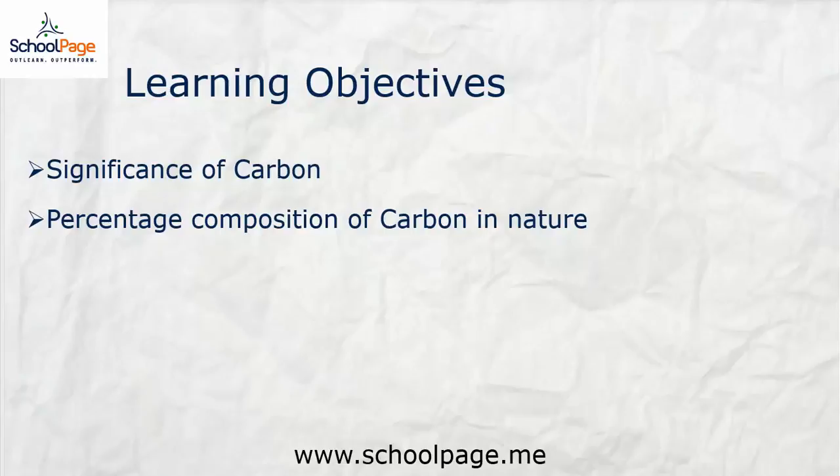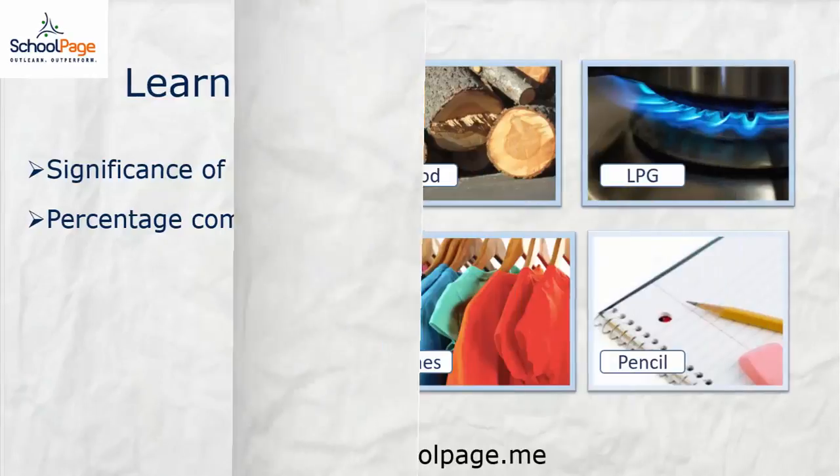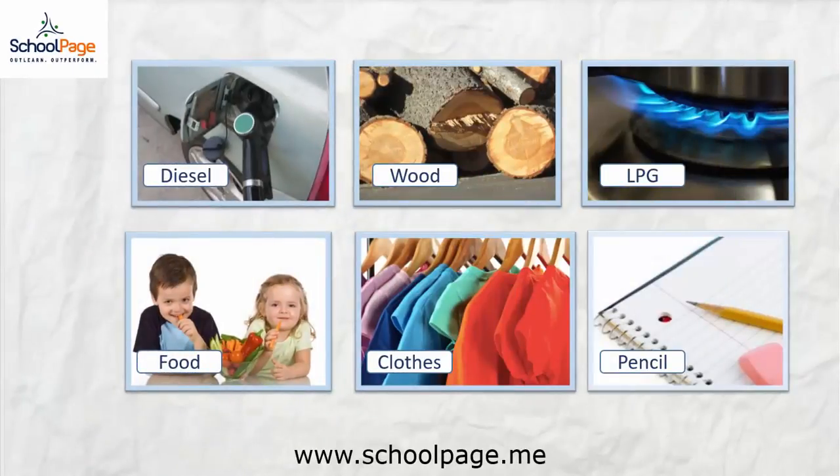We use a number of materials in our daily life like diesel, wood, LPG, the food we eat, clothes we wear, pencil, eraser, notebooks, paints, varnishes, and so many. But do you know there's one element common among all this? It is carbon. Carbon is present in most of the daily used materials, not only in the non-living things but also in the living organisms.